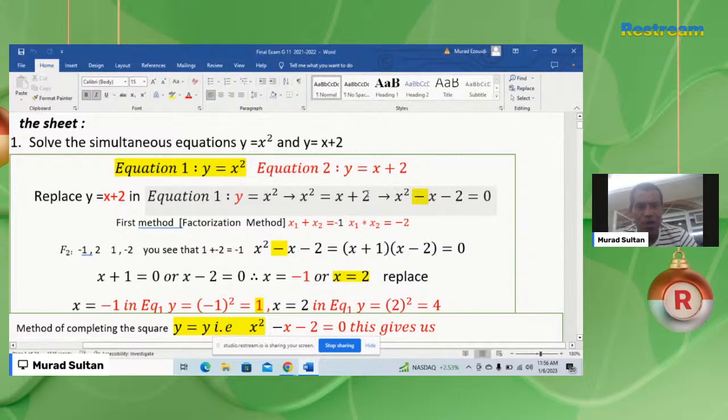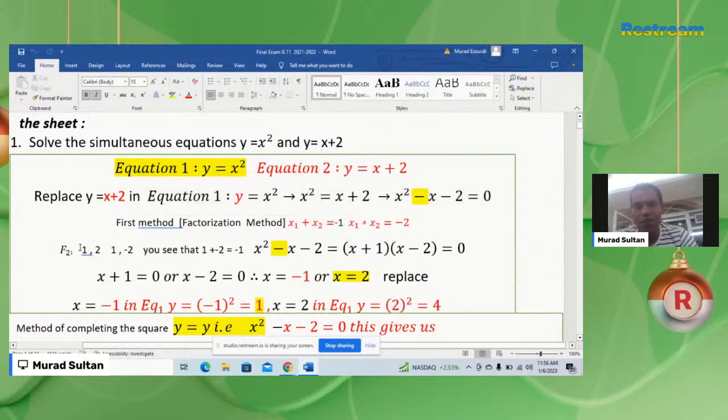Therefore, we transfer this to the left hand side. It will be x squared minus x minus 2 equals 0. Try to solve this equation by factorization. You are going to find two values where x1 plus x2 equals minus 1, the coefficient of the x term, and the product of x1 and x2 equals negative 2.